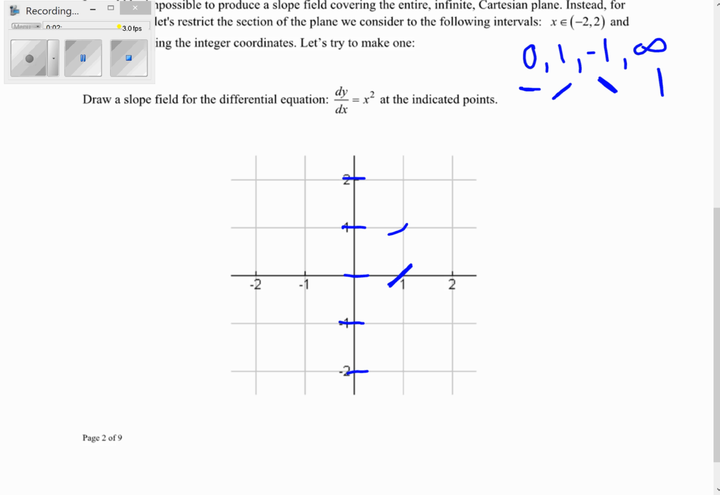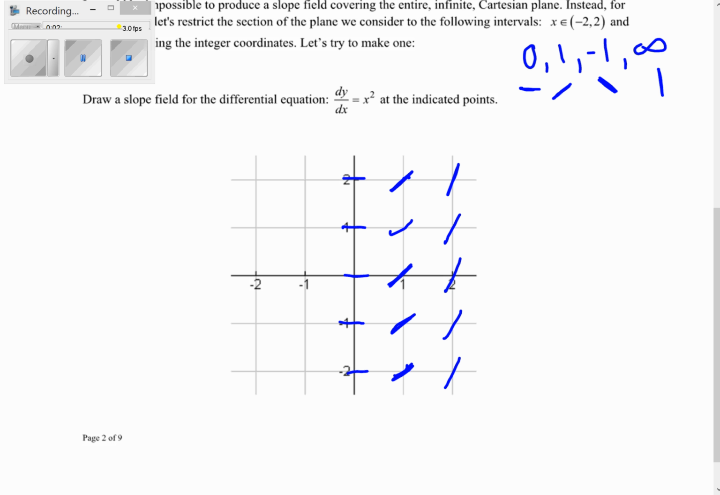So anywhere x is 1, we draw that. You're just drawing these little lines. You want these little tangent lines to be big enough to see, but small enough so they don't interfere with the other points around them. Now if we plug in 2, we're going to get a slope of 4. So this just needs to be steeper than your other slope was. Just try your best to make it as accurate as possible.